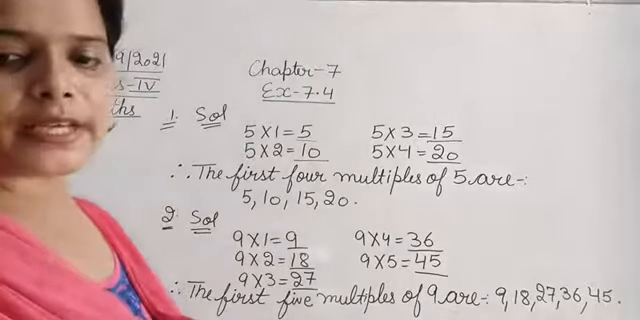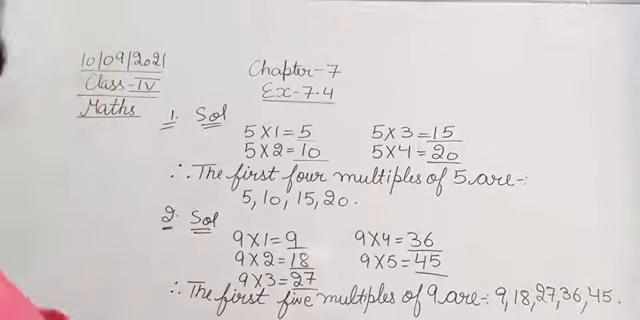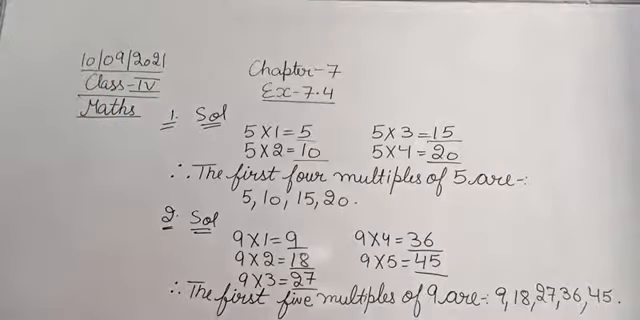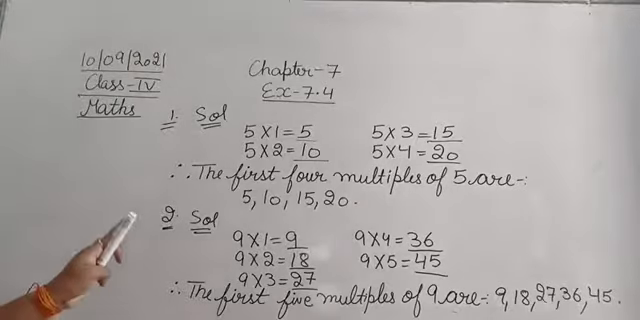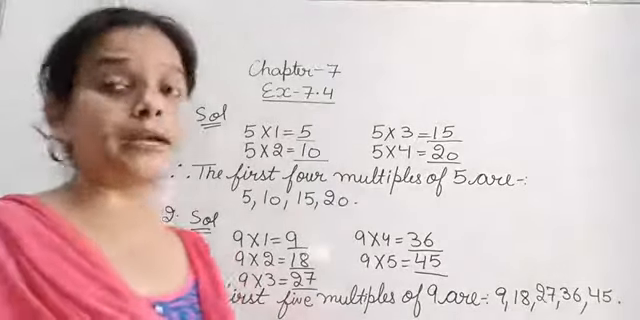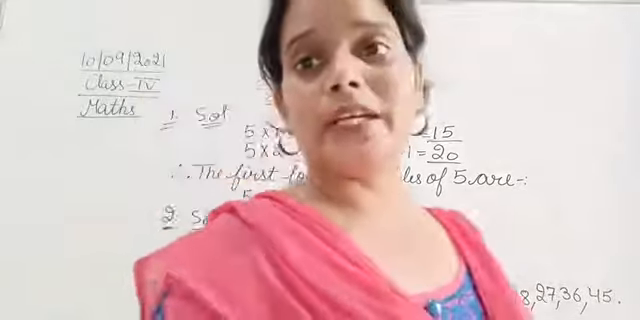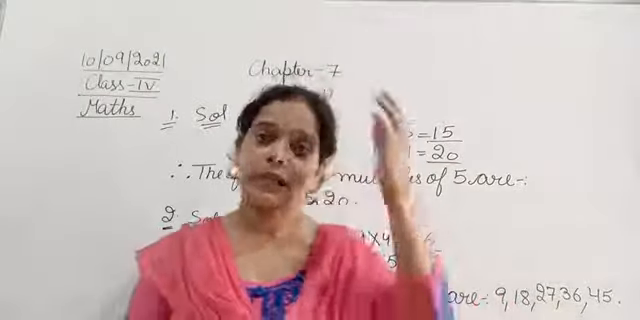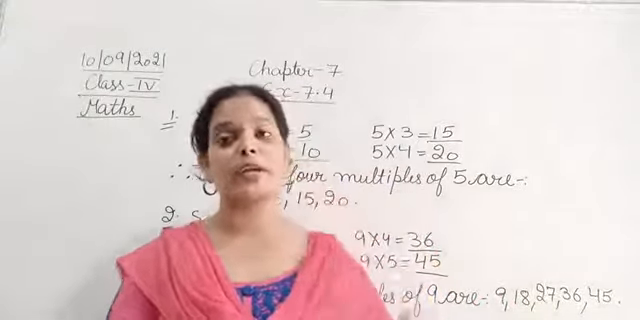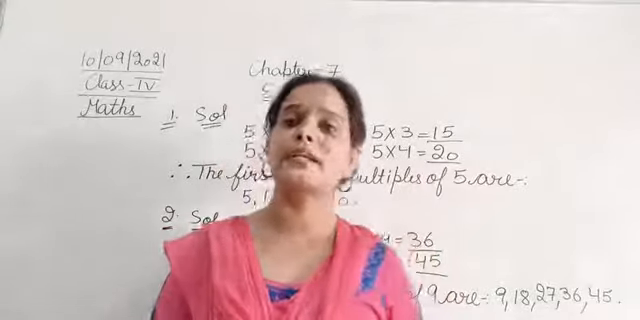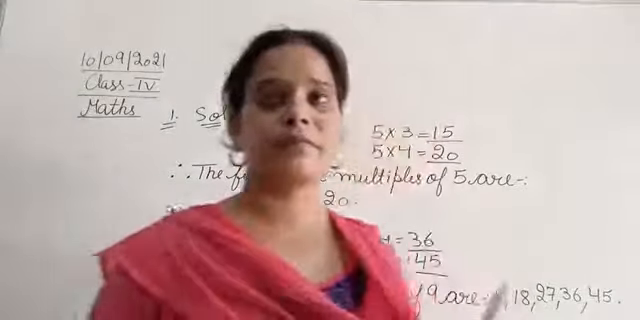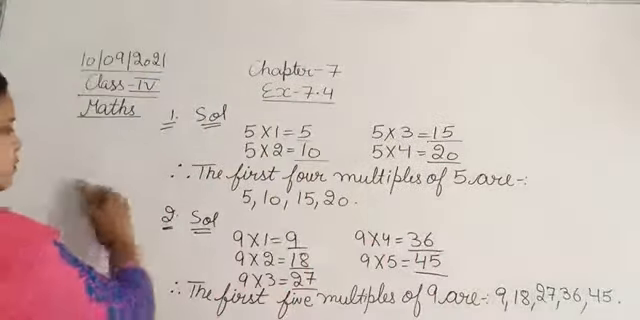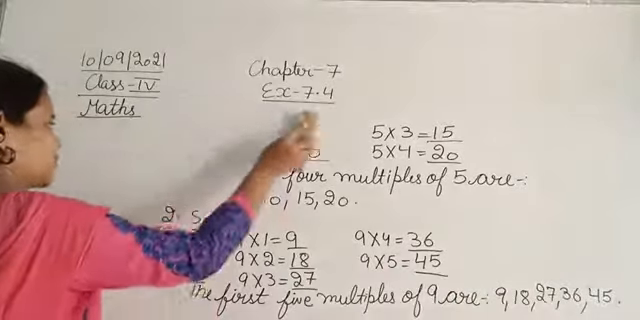Moving next to question number 3. See, this is just a very simple sum, there are not many calculations. To calculate multiples, you must know the tables. You should know your tables, then you can easily calculate the multiples of any number. Clear? Moving next to question number 3.